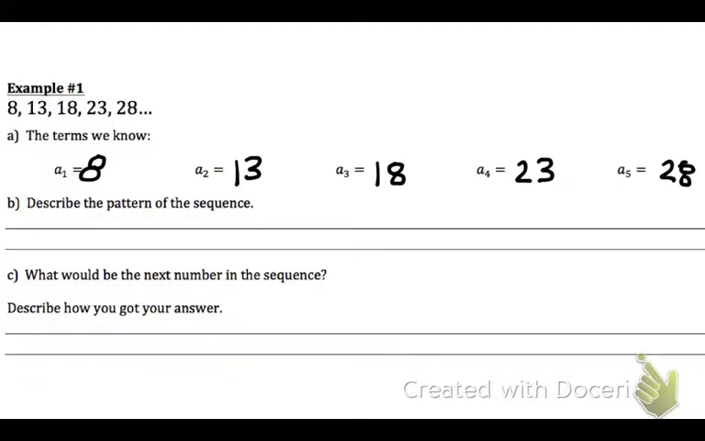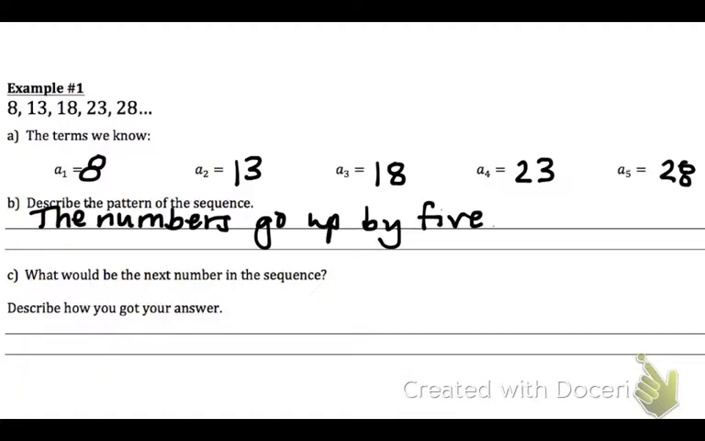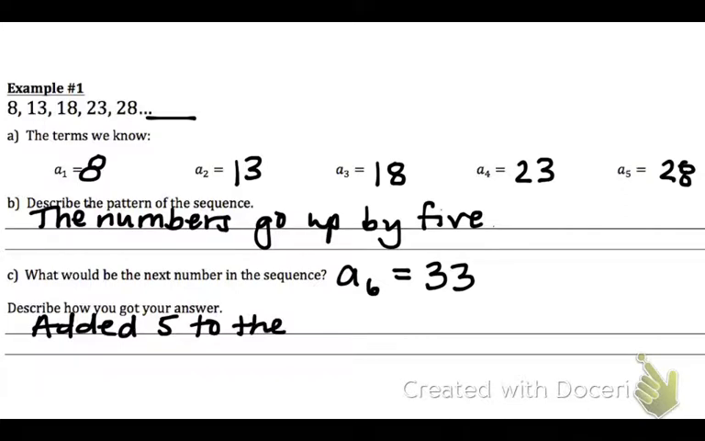Describe the pattern of the sequence. Go ahead and pause this video and describe the pattern you see. The pattern is that the numbers go up by 5. What would be the next number in the sequence? What number would be a sub 6? The answer is 33. So how did I get that answer? I added 5 to the last term to get the next term.